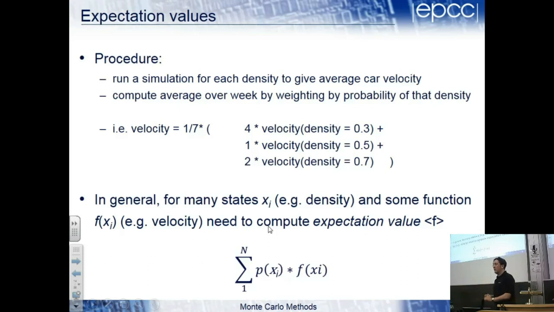And here in this simple example, it's the value of the velocity, that's my measurable, and the probability of my state is the density. So I sum over all the different densities, probability of that density, which was here 4/7, 1/7, and 2/7, times the value of the function, which for me was this velocity for that given density.